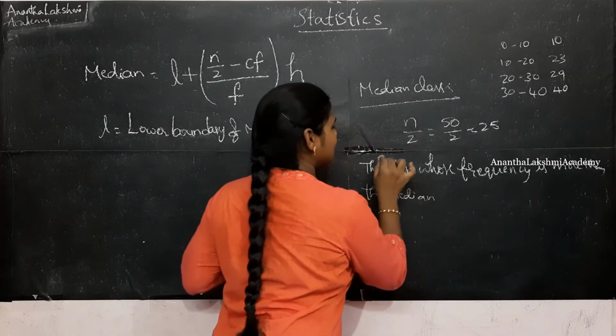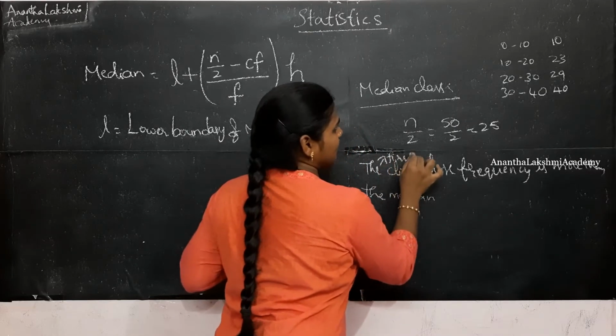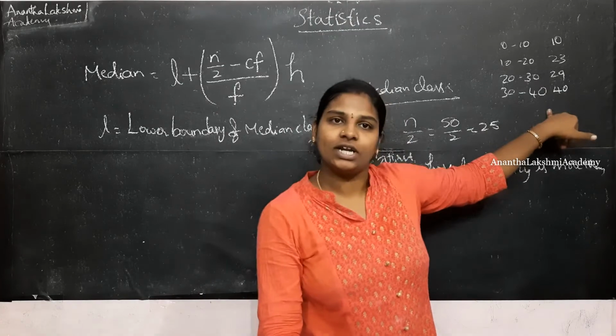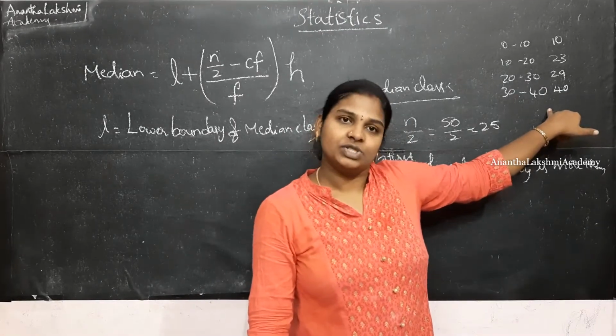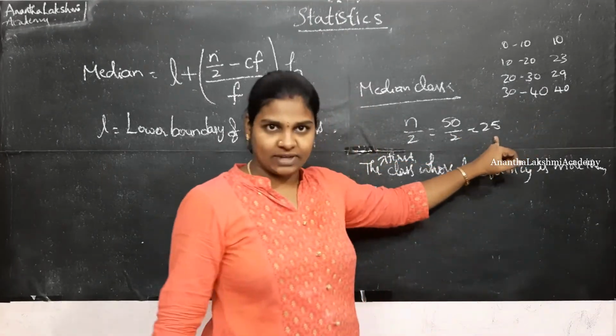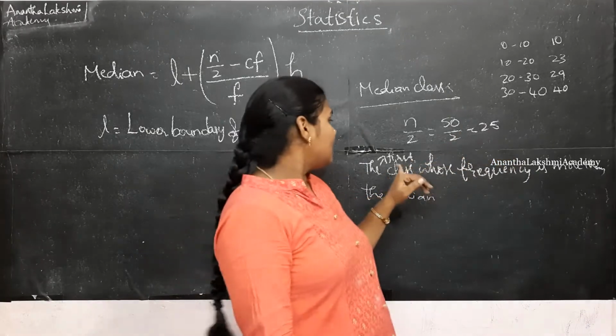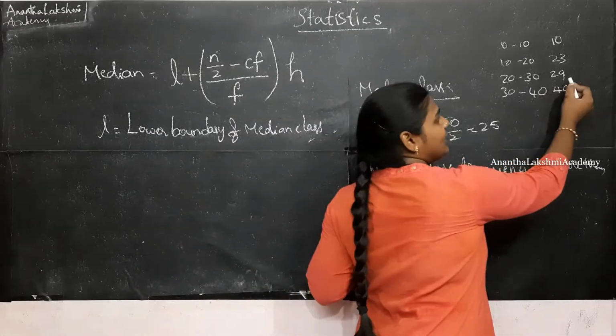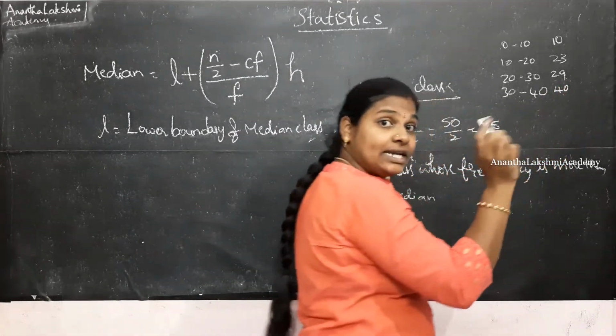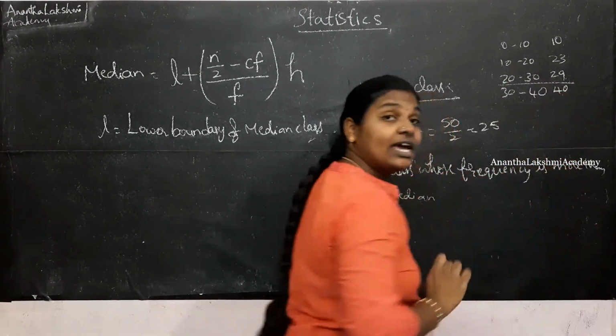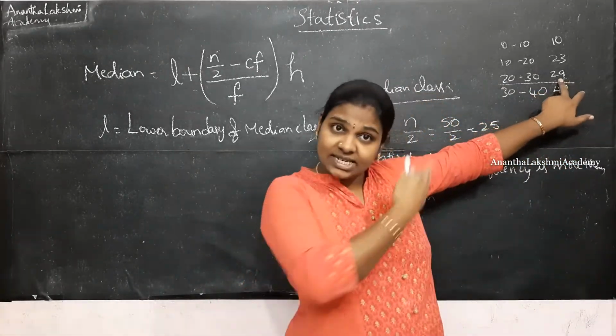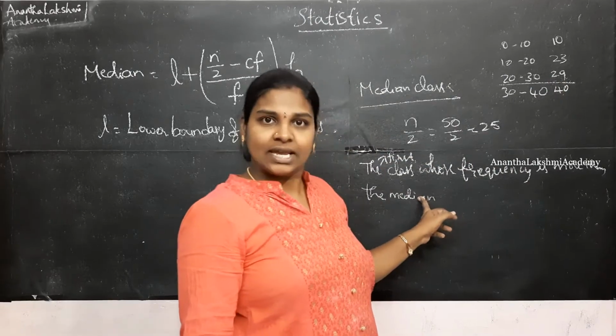Instead, I can say this as the first class. If you see, 29 and 40 are the frequencies which are more than the median value of 25, isn't it? Then, which one is the median class, either 29 or 40? 29 is considered as the median class. Why? Because this is the first class which is exceeding n by 2 value, isn't it?